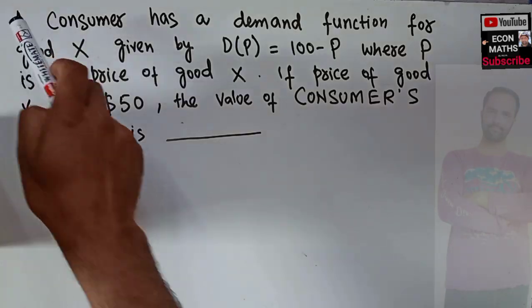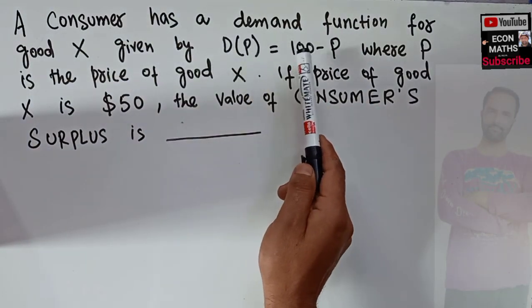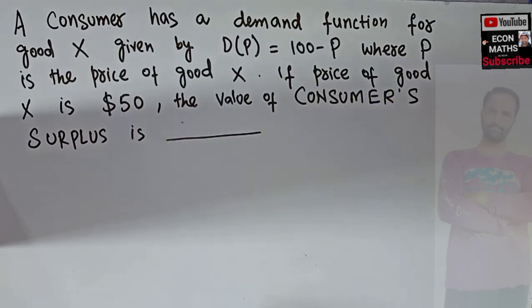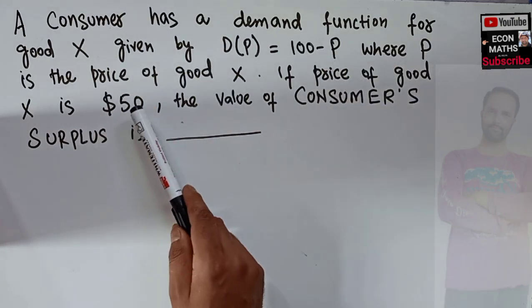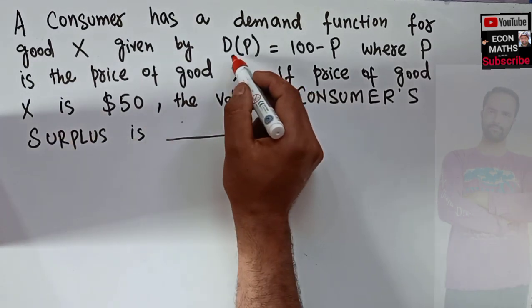The question is, a consumer has a demand function for good X given by Q = 100 minus P, where P is the price of the good X. If the price of good X is $50, we need to find out the value of consumer surplus. Okay, so what are we being given? We are being given the demand function.